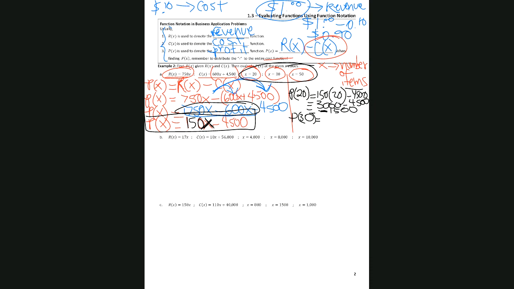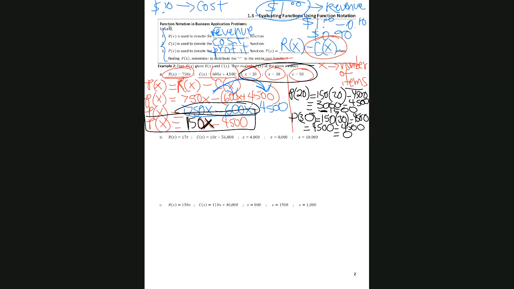Let's see what happens at 30 items. And so if we have 150, remember we corrected that. So 150 times 30 minus 4,500. And so for this one right here, we will get 4,500 minus 4,500. And you will know that that will equal to 0.